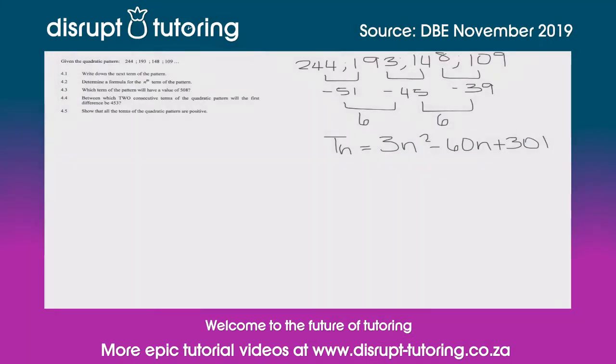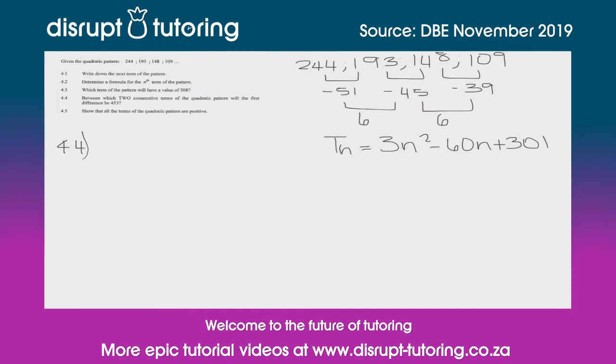Today we're going to deal with a couple of questions from a quadratic pattern. We've already done 4.1 to 4.3, so today we're going to deal with 4.4, and here we're going to specifically look at consecutive terms. Between which two consecutive terms of the quadratic pattern will the first difference be 453? So it's quite a tricky question.